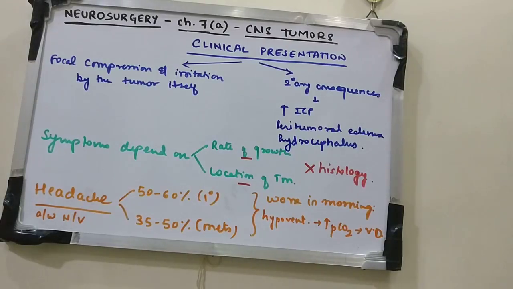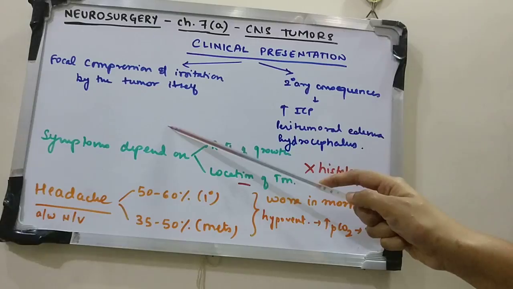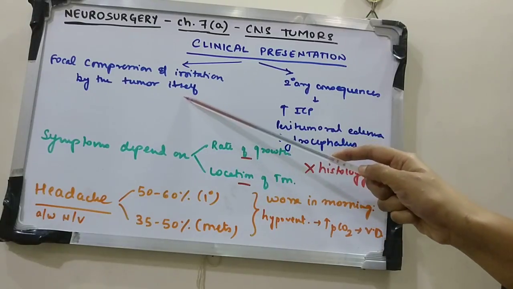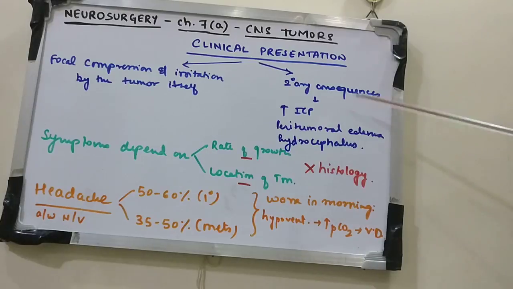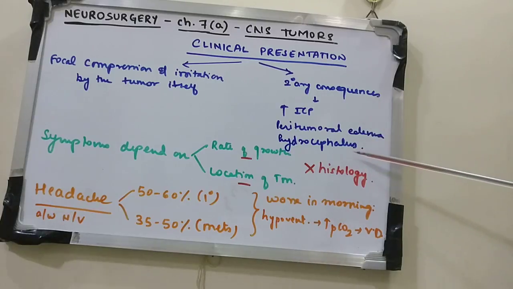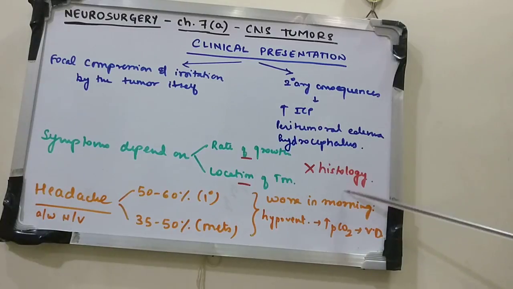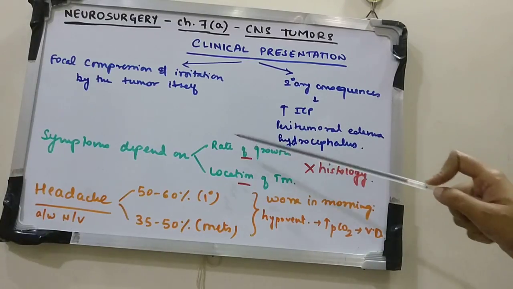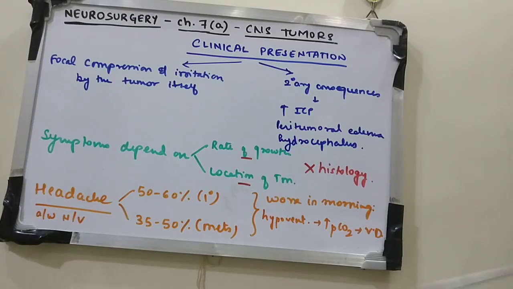Okay, now finally coming to the clinical presentation in general. The clinical manifestations of various brain tumors can be divided into those caused by focal compression and irritation by the tumor itself, and those attributed to secondary consequences, namely increased intracranial pressure, peritumoral edema, and hydrocephalus. The clinical presentation does not differ much by the tumor histology, but rather by the rate of growth and the location of the tumor.